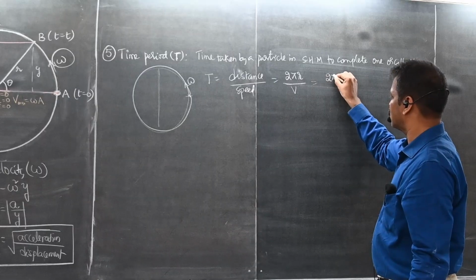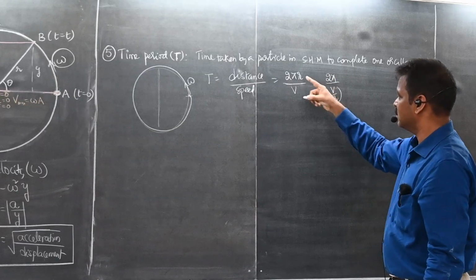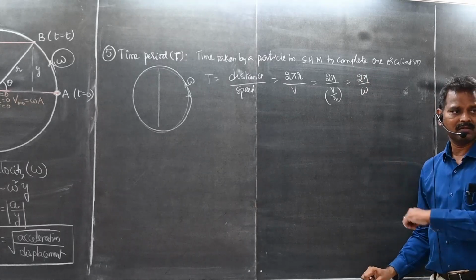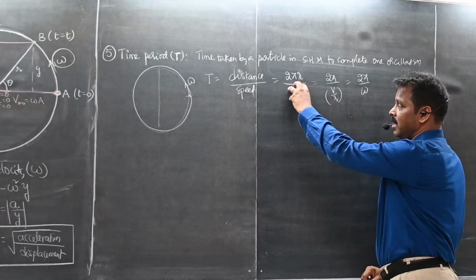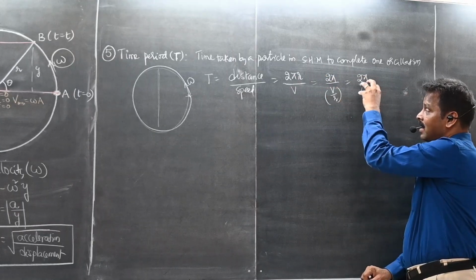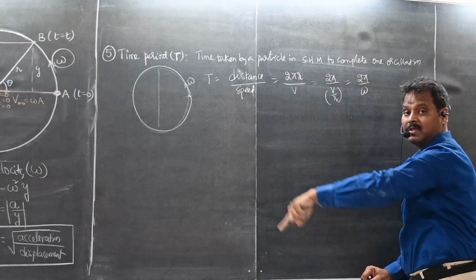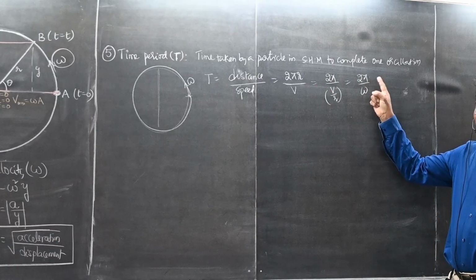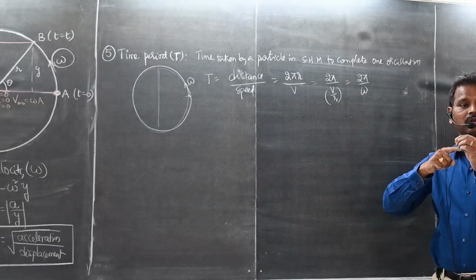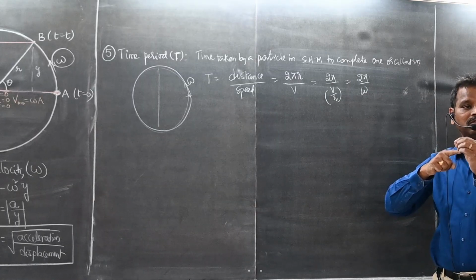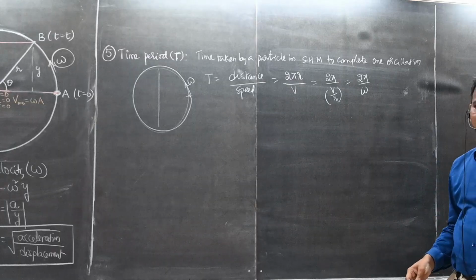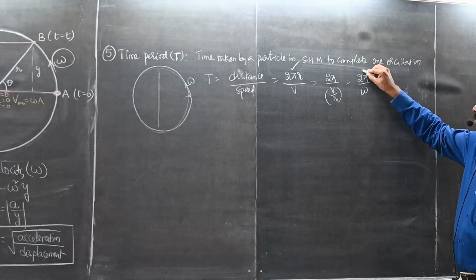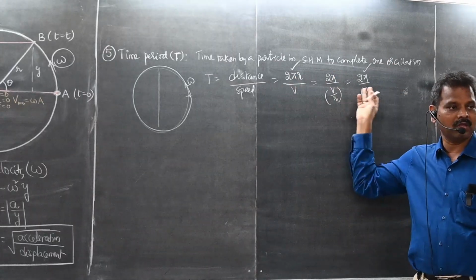Now you can write 2 pi r by v. This r will come down, and this will become 2 pi by omega. Is it correct? Because for linear speed we use linear distance, and for angular speed we use angle. What is the angle described here for one complete revolution? 360 degrees or 2 pi radians, by omega. So what is the time period? Either 2 pi r by v or 2 pi by omega. Both are the same; I derived this one from this.